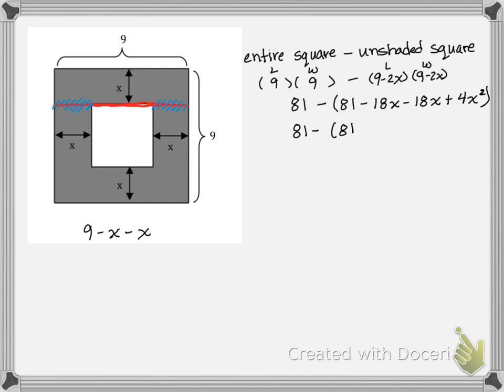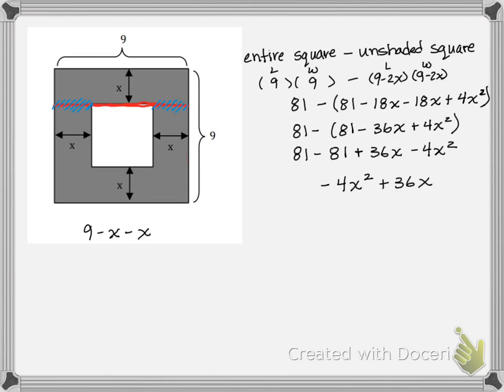So 81 minus 36x plus 4x squared. And now to get rid of the parentheses, we're going to use that negative sign. So we're going to distribute the subtraction to every term in the parentheses. So I have 81 minus 81 plus 36x minus 4x squared. So that simplifies to negative 4x squared plus 36x.